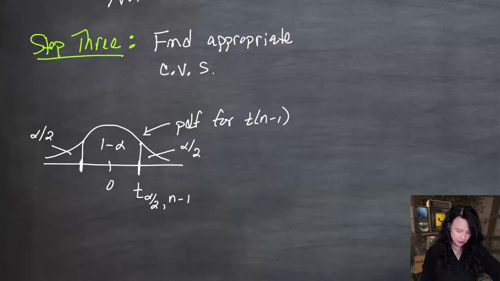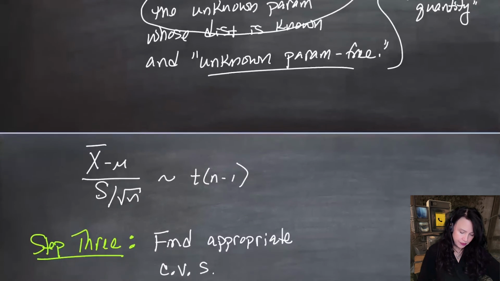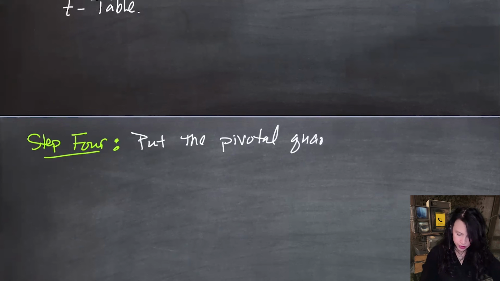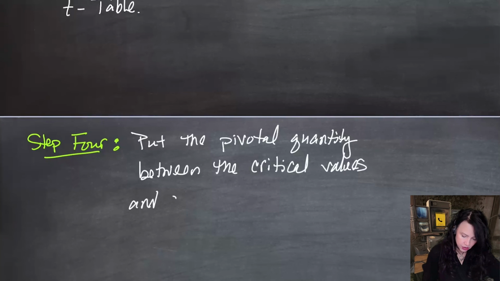Okay, a T table. For our generic confidence interval, the answer is going to be in terms of this. Let's finish this one off and then just check out a t-table. Okay, step 4. Put the pivotal quantity from step 2 between the critical values and solve for the unknown parameter, quote unquote, in the middle.